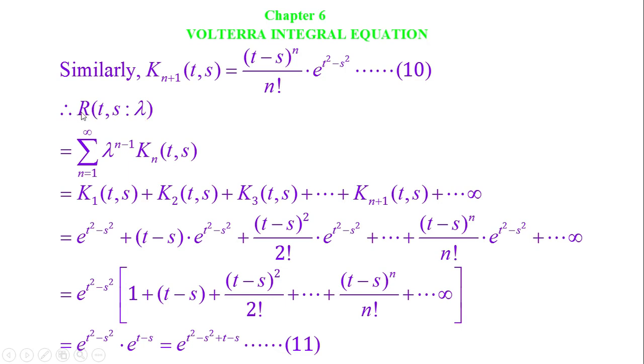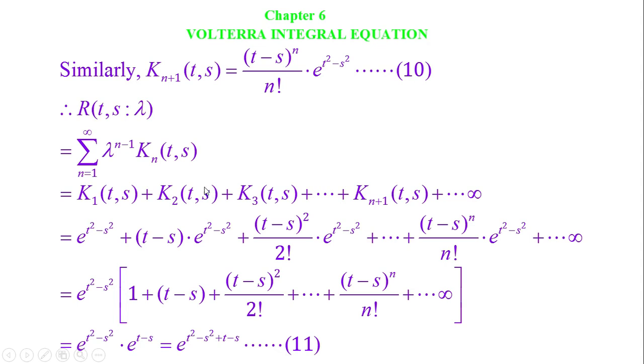The definition of the resolvent kernel is R of t, s, lambda equals the summation over n from 1 to infinity of lambda to the power n minus 1 times K n of t, s. So first of all I put n equals 1, then I'll find this, then secondly I put n equals 2, then I put here.